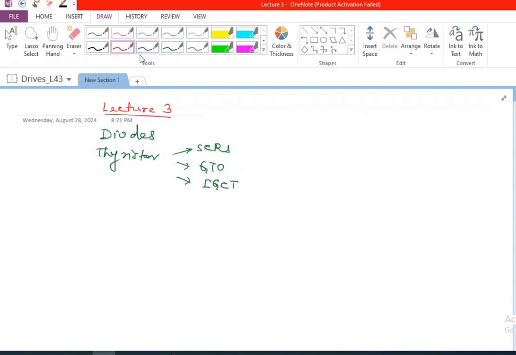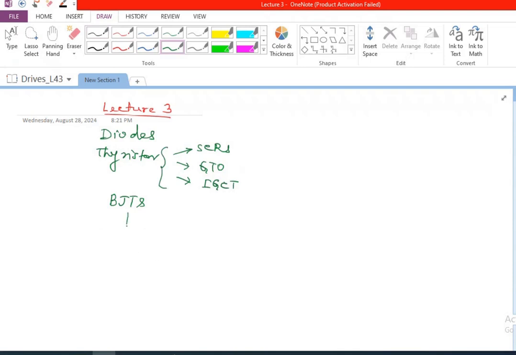We also looked at BJTs, power BJTs. And we said that because of their disadvantages, like they cannot be operated in parallel, the base drive requirement is very, very large, and the turning off actually takes a little longer if we try to use them in Darlington pair configuration. I'm not sure I mentioned this.